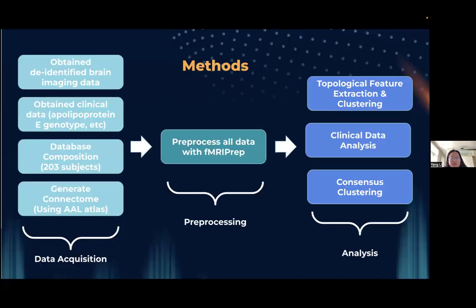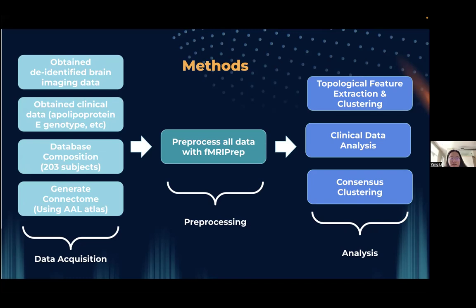We obtained brain imaging and clinical data from 203 subjects. Using the AAL Brain Atlas, we generated connectomes from 116 brain regions. Pre-processing involved fMRIPrep for imaging data and Nilearn for connectivity matrices. We extracted topological features and performed clustering.